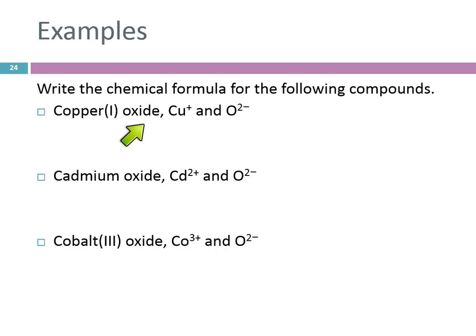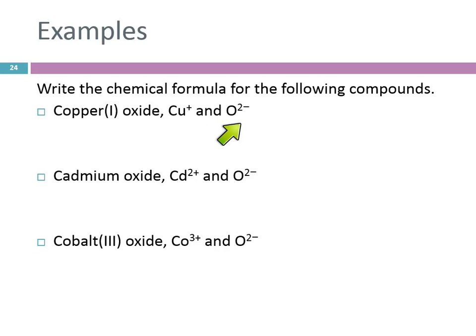Copper(I) oxide is the name for the compound. The first word, copper(I), tells us what the formula for the first ion is. This is copper ion. The Roman numeral 1 tells us that it has a +1 charge. Oxide is an oxygen atom with a charge. We know it's 2- by looking at its position on the periodic table. And so we write these.